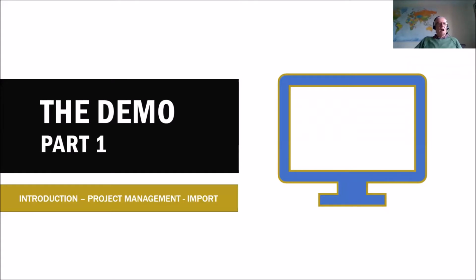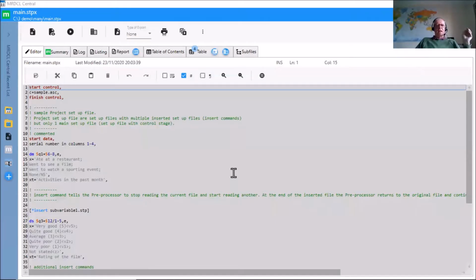All right, let's move on to the first part of the demo. In this first part of the demo, we're going to have an introduction to the system so that you feel comfortable with what it looks like, MRDCL Central, a tour around it and how it manages projects and files. Then we're going to go on and look at doing some importing from SSS and SPSS. So let's go on here and I'll hand over at this point to Ray to start on this part.